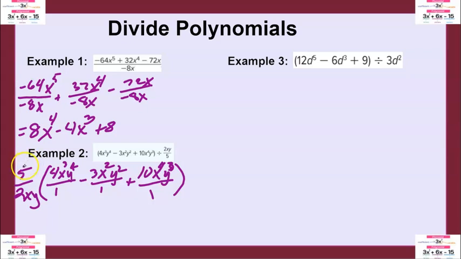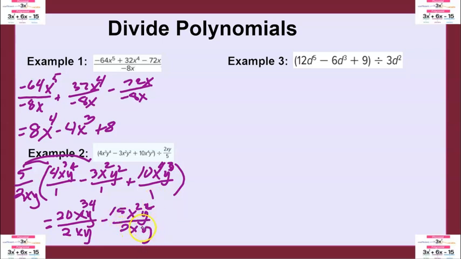Now I just distribute, so 5 times 4 gives us 20 x to the 3rd, y to the 4th, all over 2xy, minus 15 x squared, y squared, all over 2xy, and then plus 50 x to the 4th, y to the 3rd, all over 2xy. And then I simplify it from there.